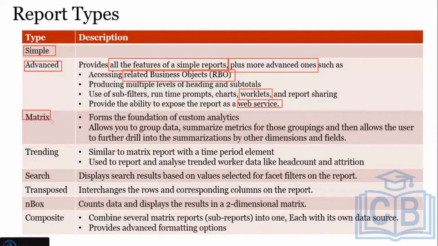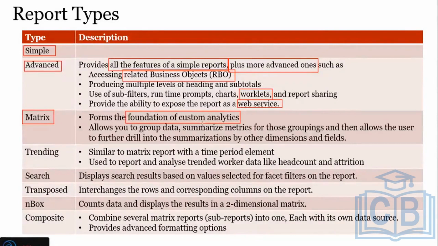Then we have something called matrix reports. Now, matrix reports are the foundation of Workday's advanced analytics. How is a matrix report different from an advanced report? An advanced report gives you detailed data. I want to get a list of all employees in my supervisory organization, or let's say my call center, and for each of those employees, I want to see their date of birth, their job, their hire date, their salary, and so forth. I can see this detailed data.